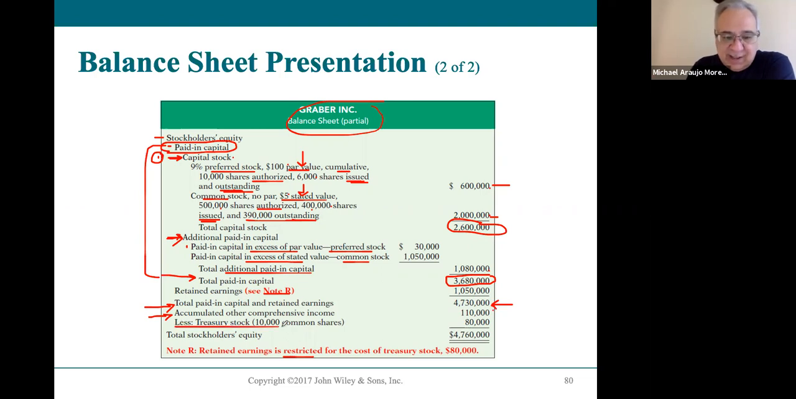Again, they subtracted out the 10,000 shares. How do we know it's 10,000 shares of treasury stock? Because if you have 400,000 shares issued and 390,000 outstanding, the difference is treasury. And here they are, 10,000 shares treasury. $80,000 here, that gets subtracted, right? Treasury stock basically is dead stock. So it's taken away, dead capital.